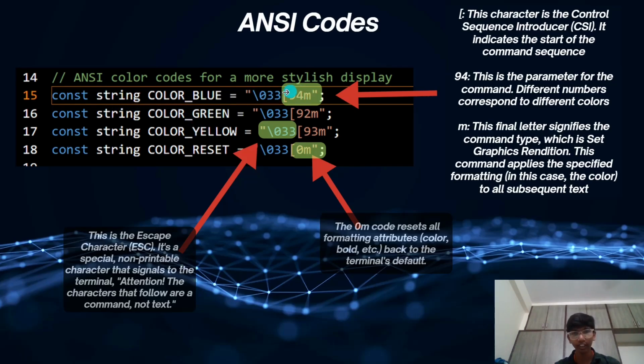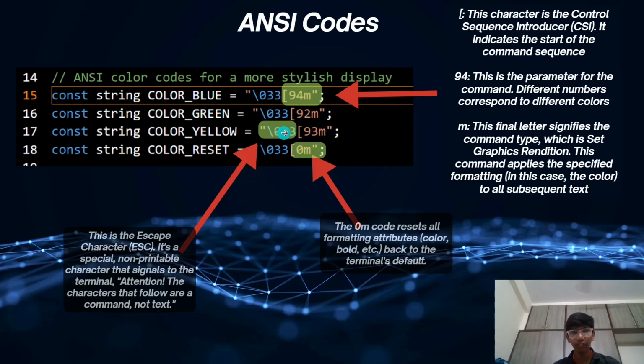These ANSI codes are stored in the variables, and whenever we want to use these codes, we directly have to use color blue. We are declaring these variables as constant variables, as we do not want anyone to change these variables in our program. Next, they are global variables because we want to use them throughout our program.